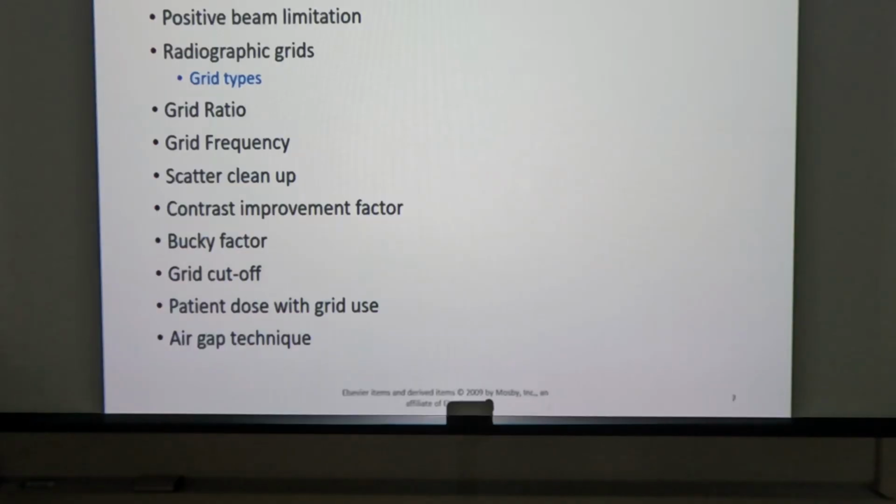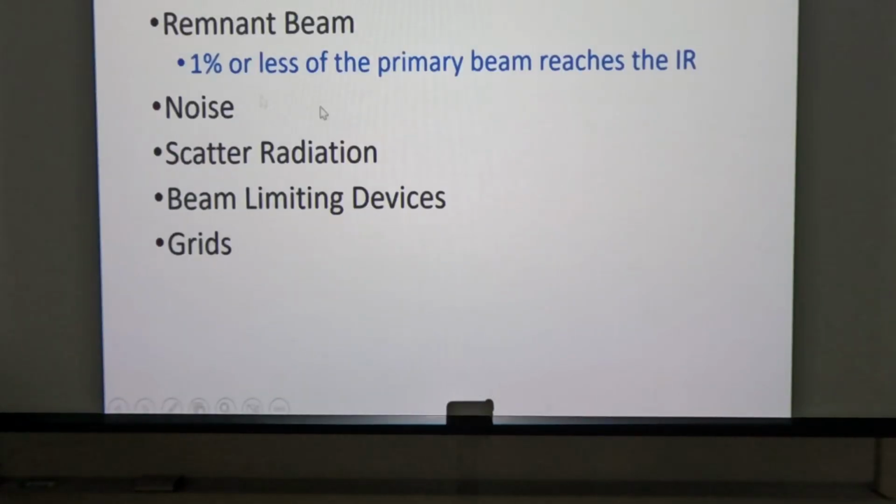That is where we can actually visualize grid lines, and it decreases the density, and not in a good way. Grids, if used properly, will decrease exposure, but in a good way. Grids are going to decrease exposure, and that's why we have a Bucky factor to compensate for that. But grid cutoff does it in a bad way, and we'll talk about that. So again, patient dose with grid use, air gap technique will define those.